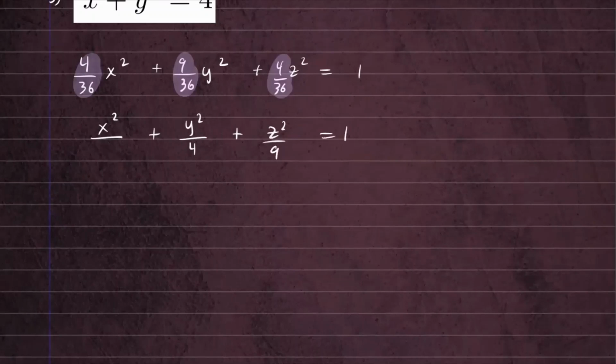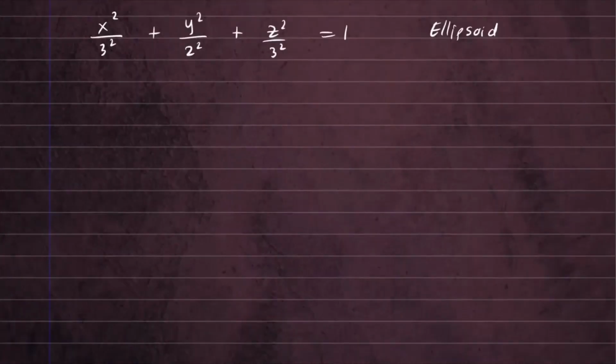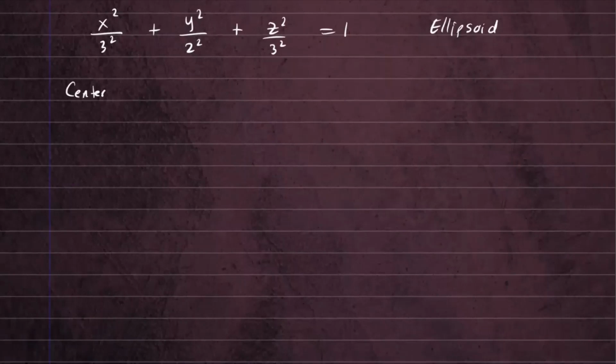Now, again, if you want to rewrite these numbers as 3 squared, 2 squared, 3 squared, you can also do that. So you know how to draw this in 3-dimensional space. Now, since all of our terms are squared, equal to a number, and there's a plus sign between them, this is going to be an ellipsoid. So that's our surface. It's an ellipsoid. Let's go ahead and see how to sketch this. So we know the center of our ellipsoid is going to be 0, 0, 0. So if you were to sketch it, it would look something like this.